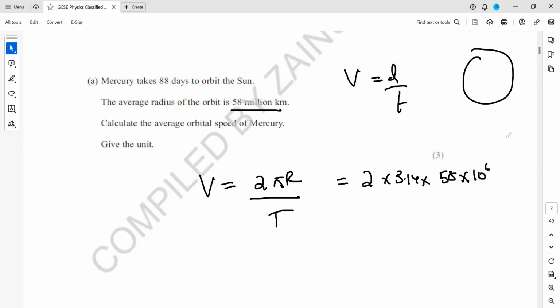I'm not converting a unit because they give the unit as well. They give an option, so I can write my answer in kilometers per day. So that's why I'm not converting a unit. I'm just using the value divided. So this will be kilometers and the time is 88. So what's the answer? 2 into 3.14 into 58 million divided by 88. 2 multiplied by 3.14.